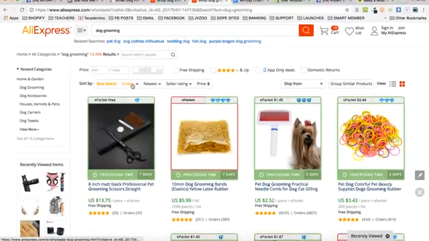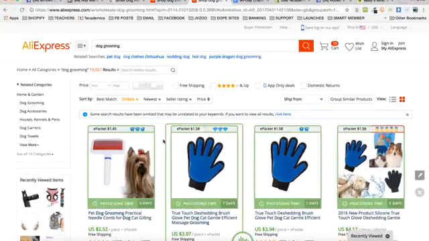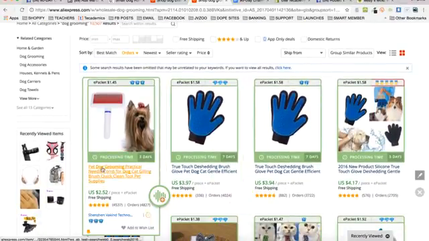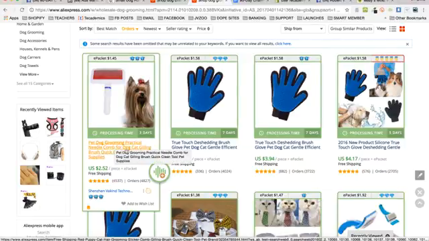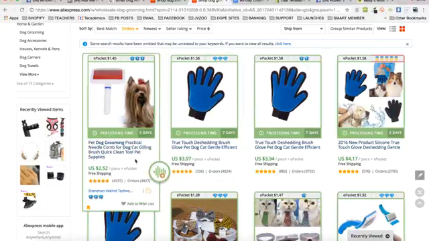And so I search by orders and see which products had the most orders in the dog grooming niche. And this comb is what comes up first, this brush. It's a pet dog grooming practical needle comb for dog, cat, brush, quick clean tool, pet supplies. Don't steal AliExpress's titles. You don't want them. If you put this title on your store, you're not going to sell it, right?